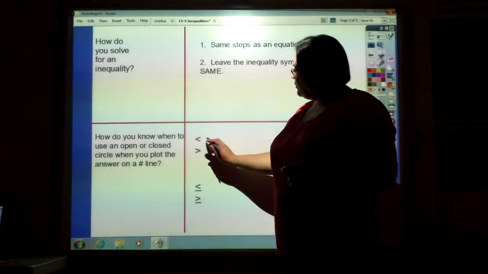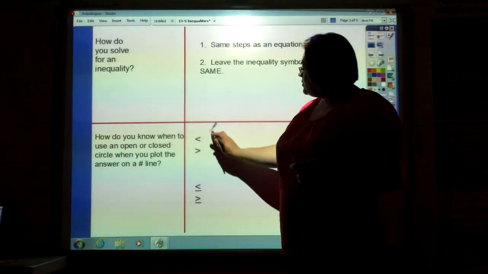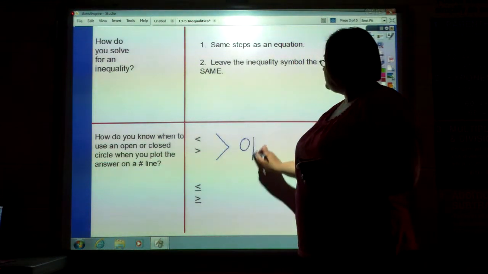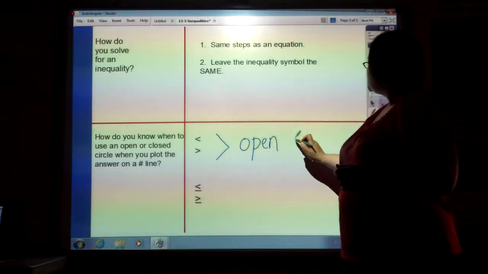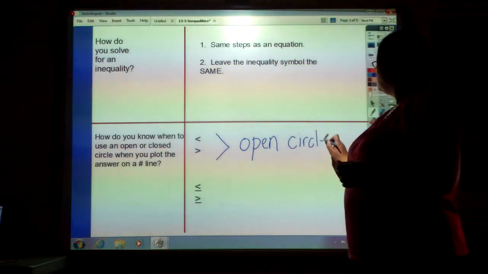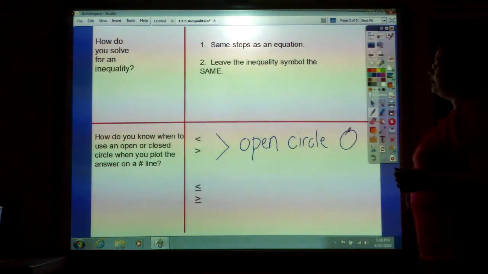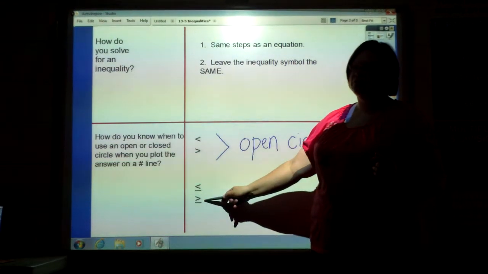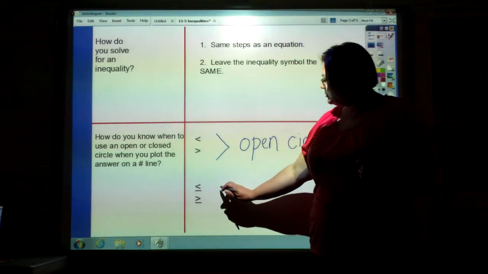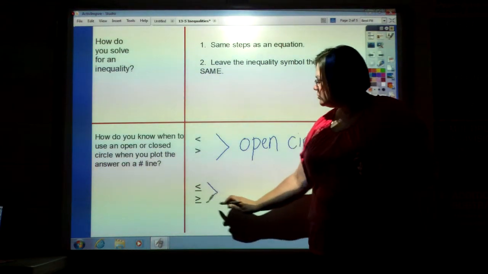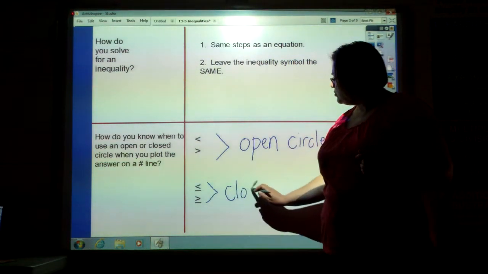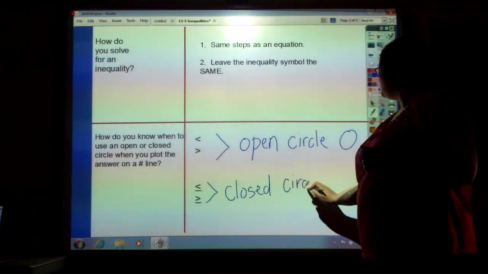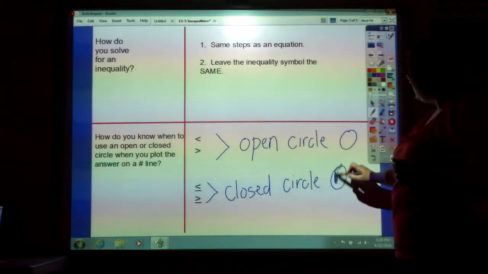So on the number line, if you have just greater than or less than symbols with no equal to at the bottom, you use an open circle on the number line. If you have the equal to sign underneath, less than or equal to, greater than or equal to, you use a closed circle. So these two, we use a closed or filled in circle. You fill it in.